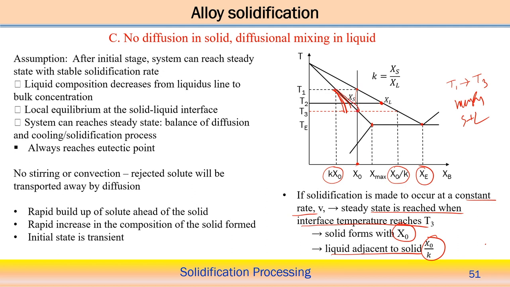At this particular temperature T3, the solid phase might have some composition of X0, but the composition of the liquid is gradually increasing and diffusion occurs. It tries to accommodate this, but in the liquid adjacent to the solid, the composition will be X0 by K.